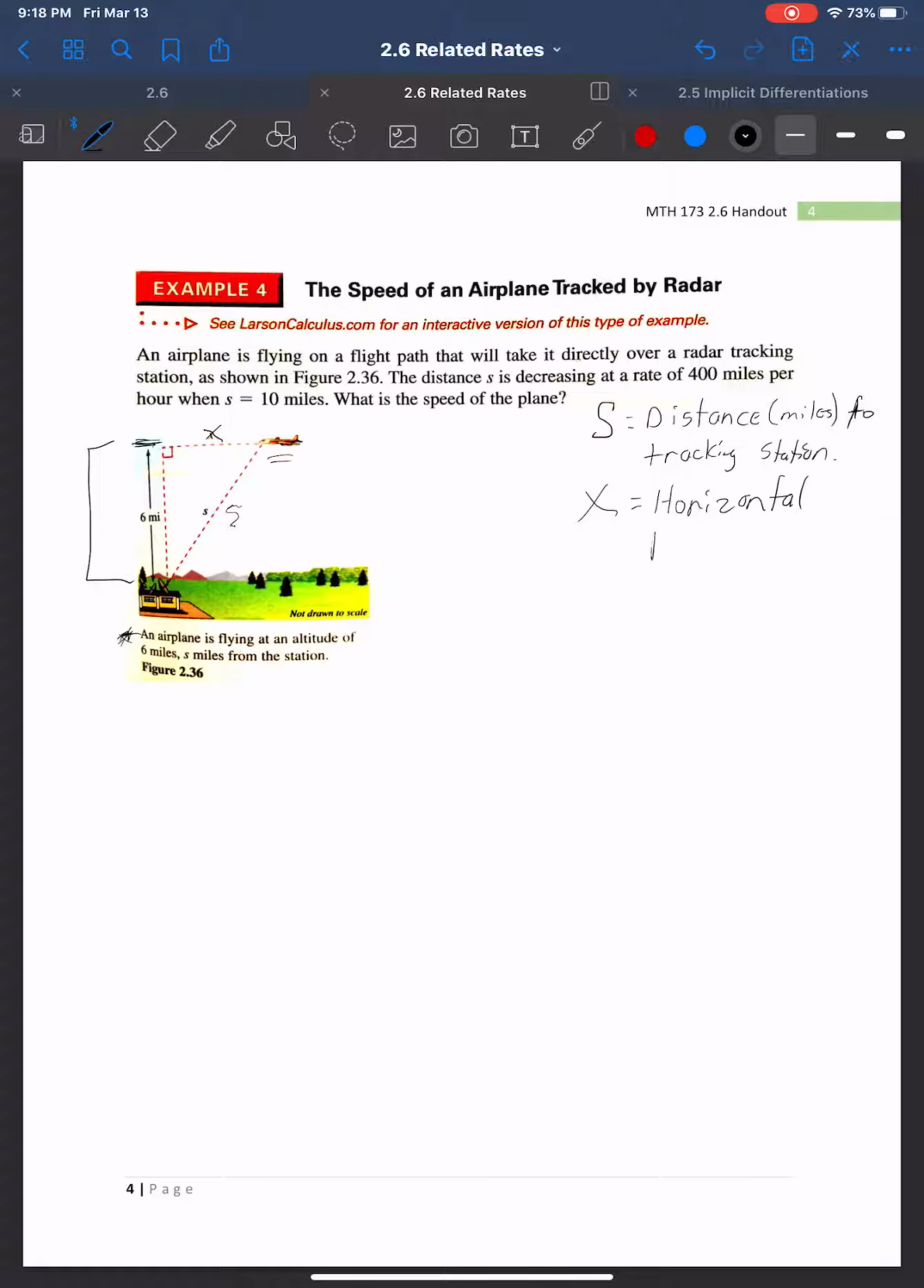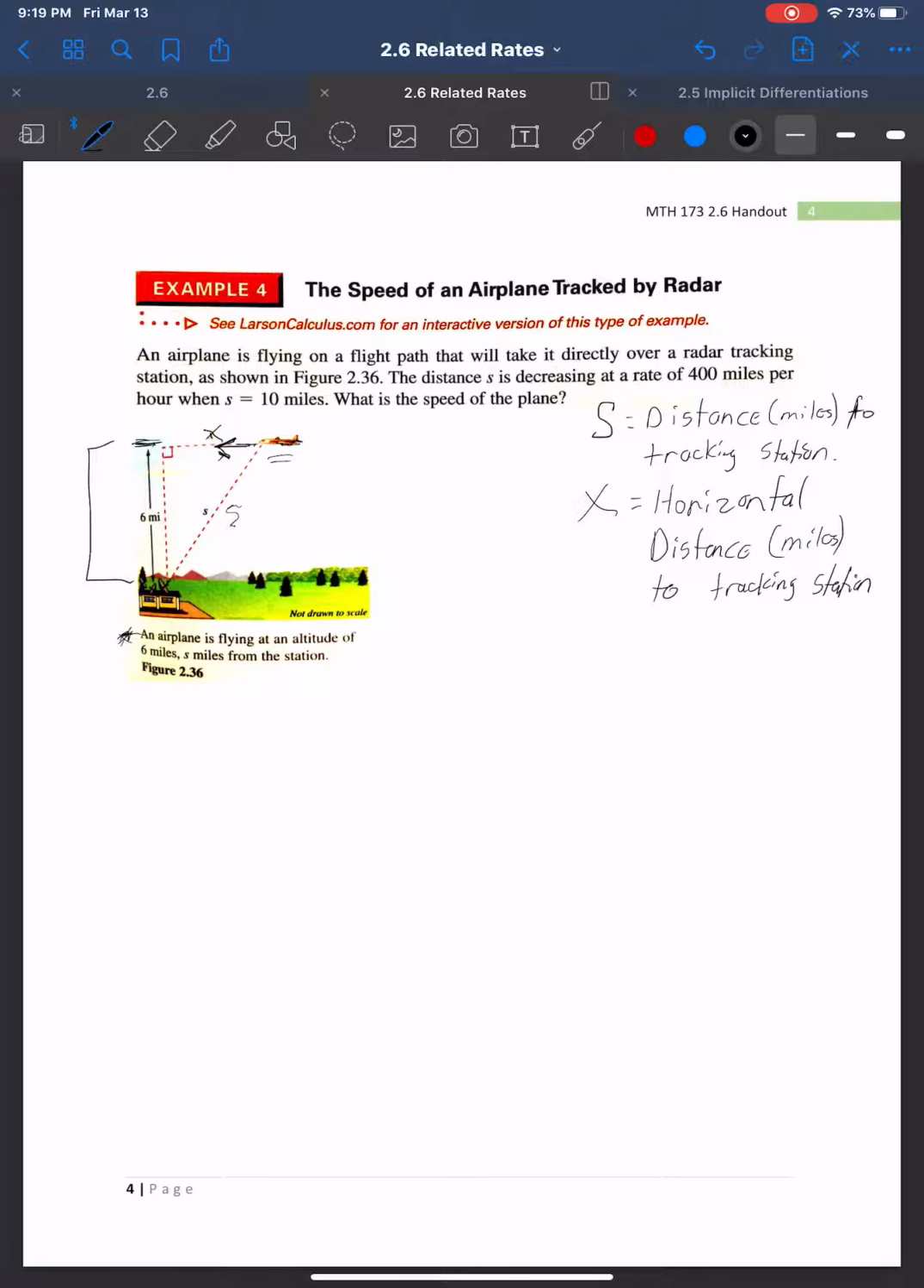So x is the horizontal distance. Again, it's going to be measured in miles to the tracking station. All right, so we have two variables, x and s. As this airplane continues on this trajectory, let's you and I agree that x is decreasing and s is decreasing, right? As that plane continues, x gets smaller, s gets smaller.